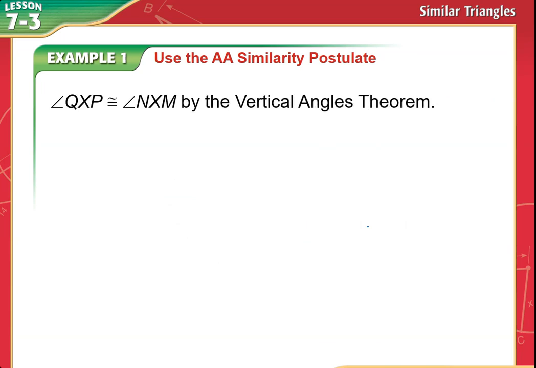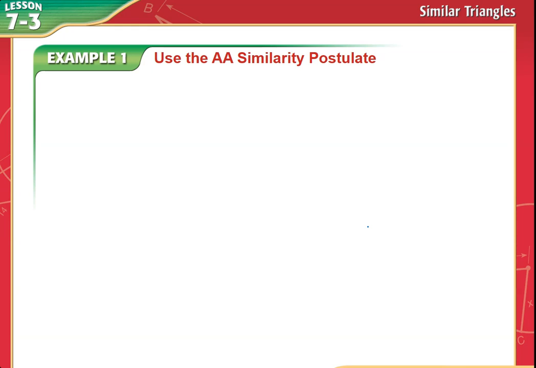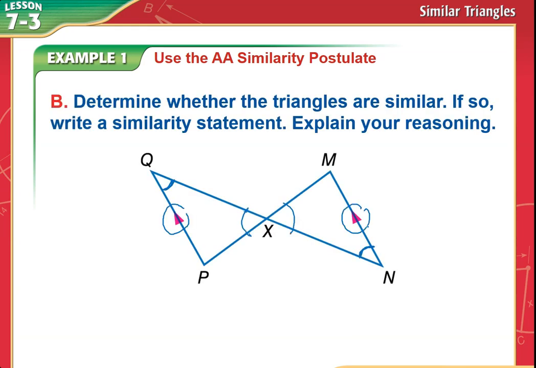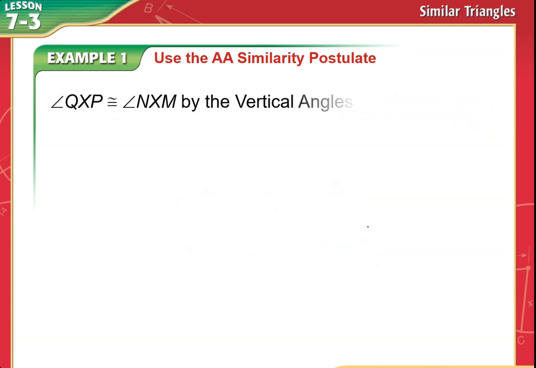So here we go. We have the vertical angles theorem, and then we have parallel lines. So angle Q and angle N, just like we had marked out. So we have two angles in each triangle being congruent. Therefore, the AA similarity postulate.